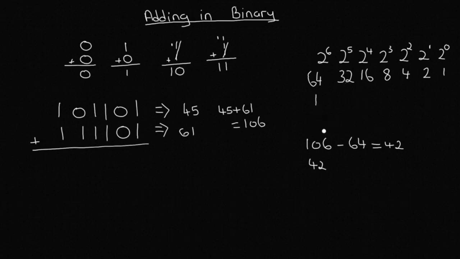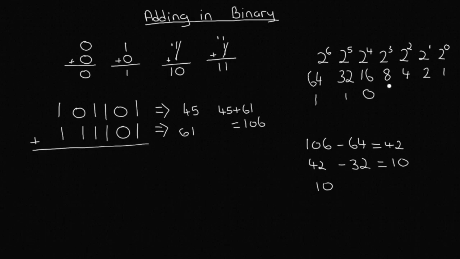Then we need to see, can we take our next biggest number from 42? So our next biggest number is 32, and we can take it from 42. So 42 minus 32 will leave us with 10. So we'll also put a 1 here beside the 32. Our number is now 10, so we can't take 10 away from the next biggest number, because our next biggest number is 16. So we have to put a 0 in there.